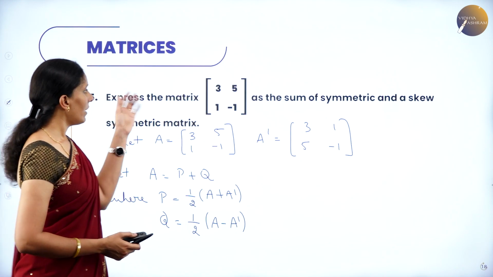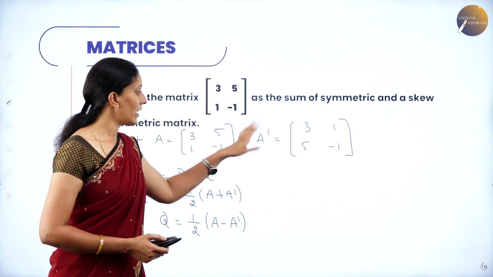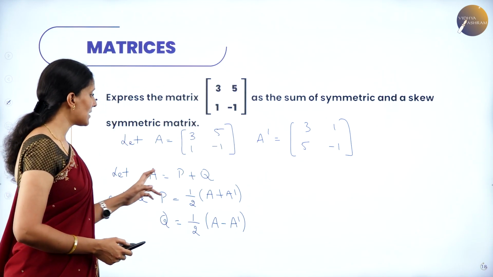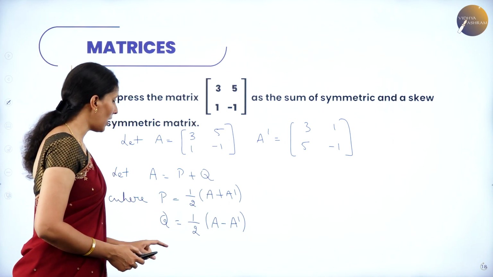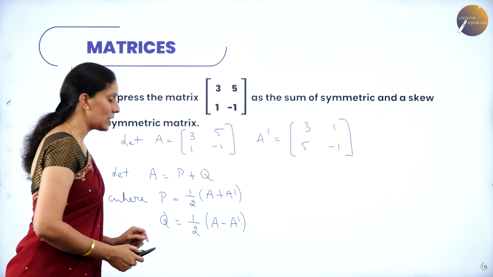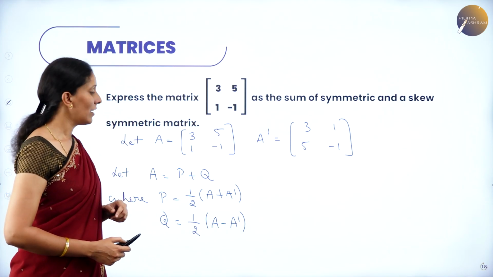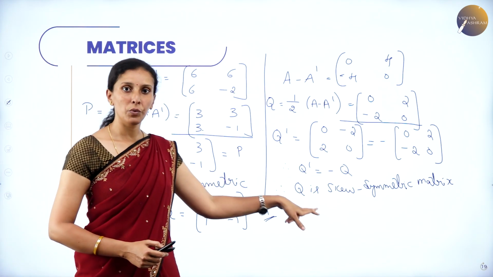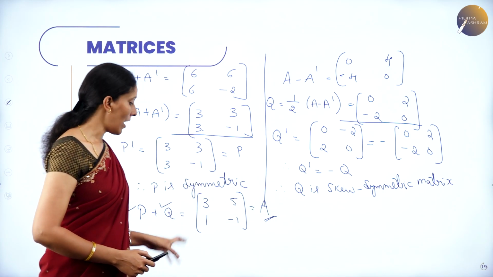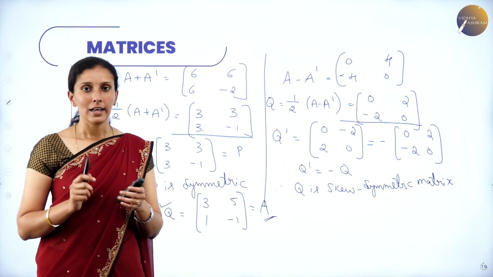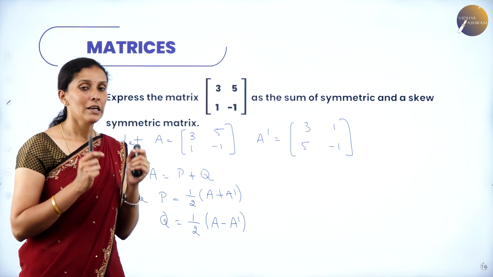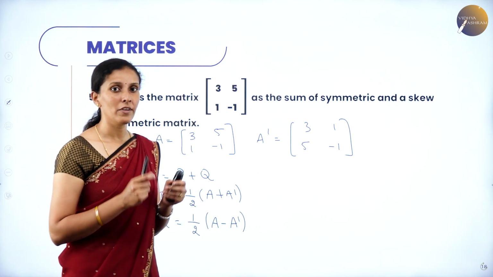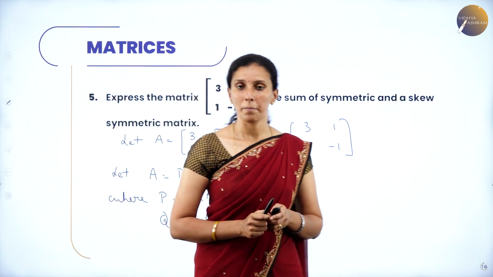So, whenever a matrix is given, just find the transpose and express it as P plus Q, where P can be verified with this formula and Q can be verified with this formula. Then show that P is symmetric and Q is skew symmetric. Add it again and show that it is equal to A. Thus, we can show that any square matrix can be represented as the sum of symmetric and skew symmetric matrices.